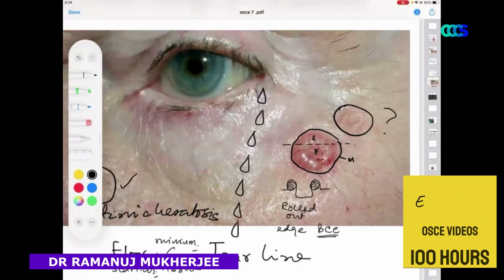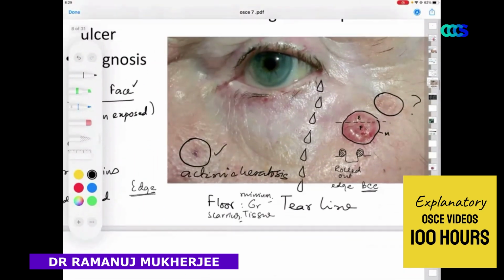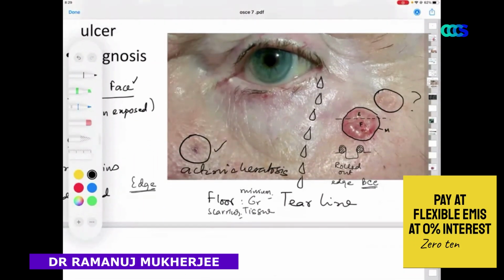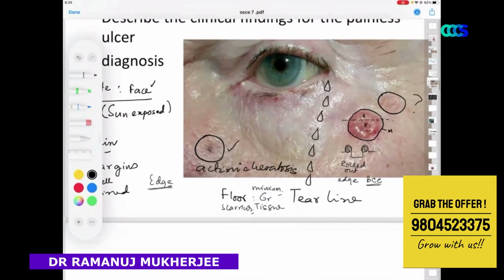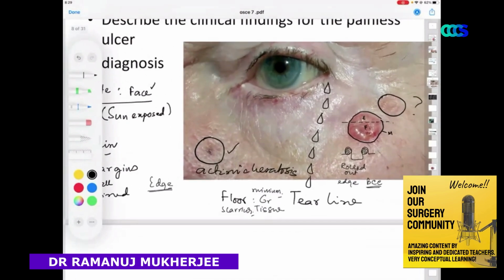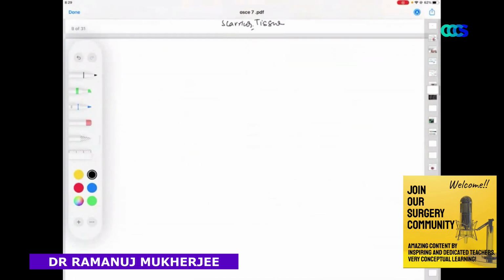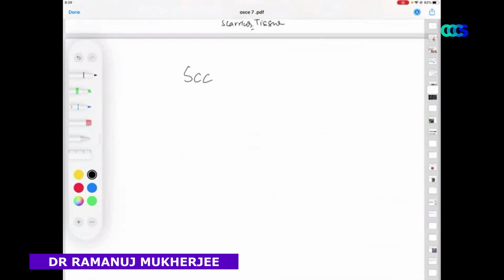So please remember that. You saw a tuberculosis with an inverted edge. You saw a basal cell cancer with not an inverted edge but a rolled out edge. So this is what you are asked. Now, in a viva question, examiners would have asked you, what is the difference between a squamous cell cancer and a basal cell cancer? Now remember that both of them are non-melanoma skin malignancies.